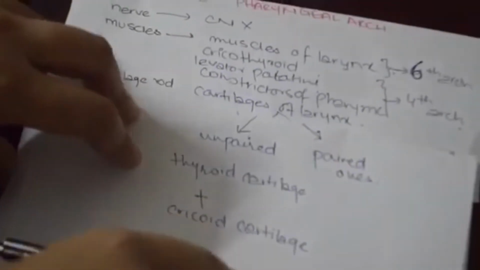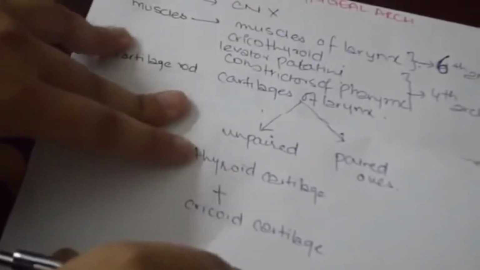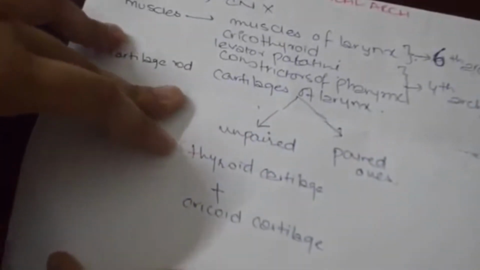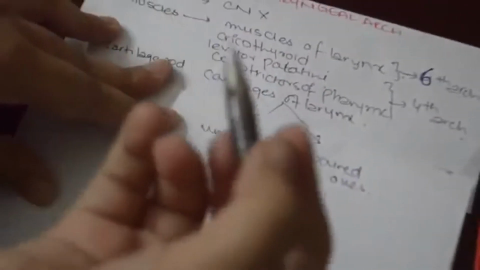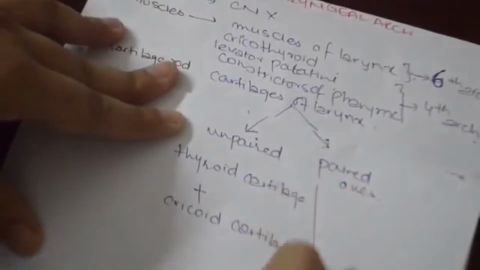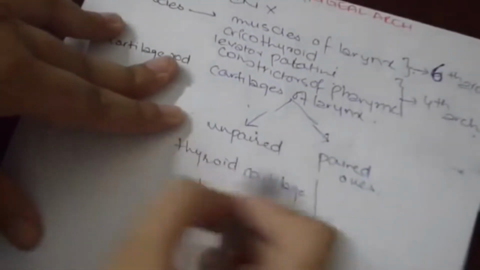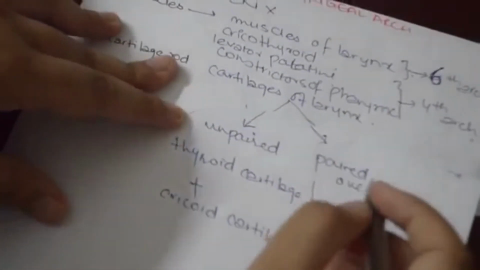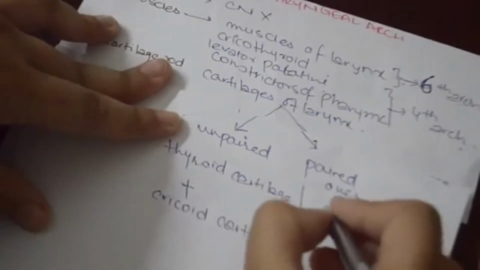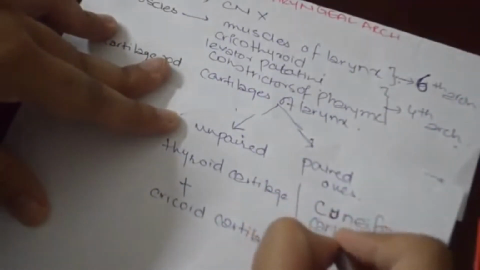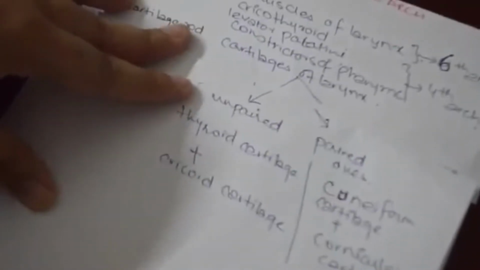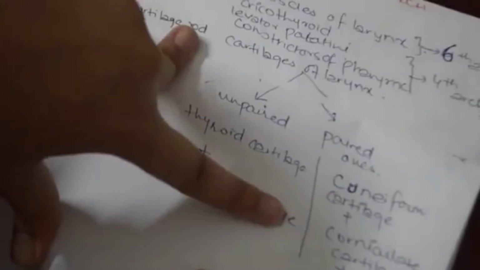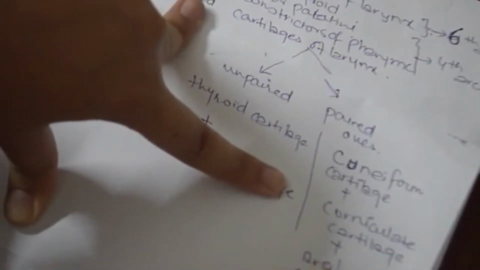This whole thing I'm just trying to explain to you the cartilages of the larynx if you do not know them already, or it can be just your revision. So the cartilages of the larynx: the unpaired are the thyroid cartilage and the cricoid cartilage, while the paired ones are the cuneiform cartilage, corniculate cartilage, plus the last one is the arytenoid cartilage.